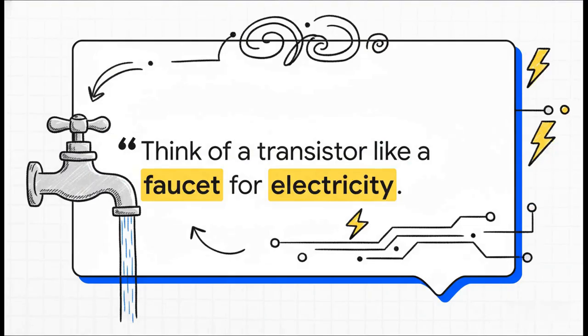All right, to really get a gut feel for this, let's use an analogy. So forget about electrons in silicon for just a minute. I want you to picture a simple water faucet. Honestly, it's the perfect way to think about how a transistor controls the flow of electricity.